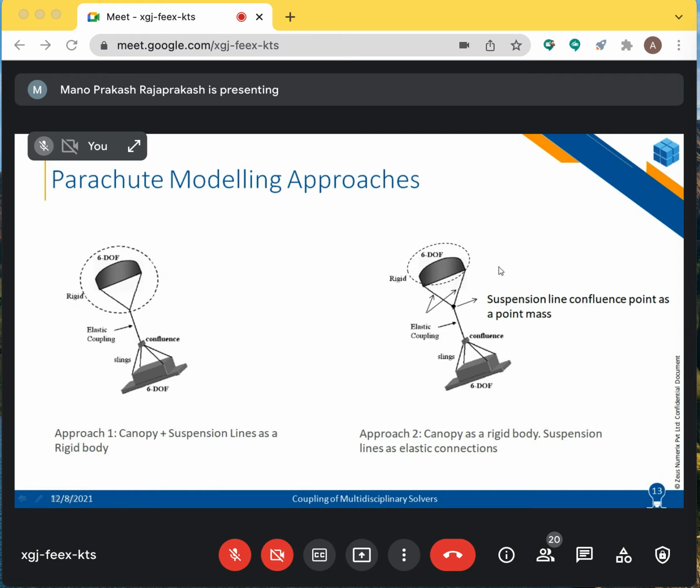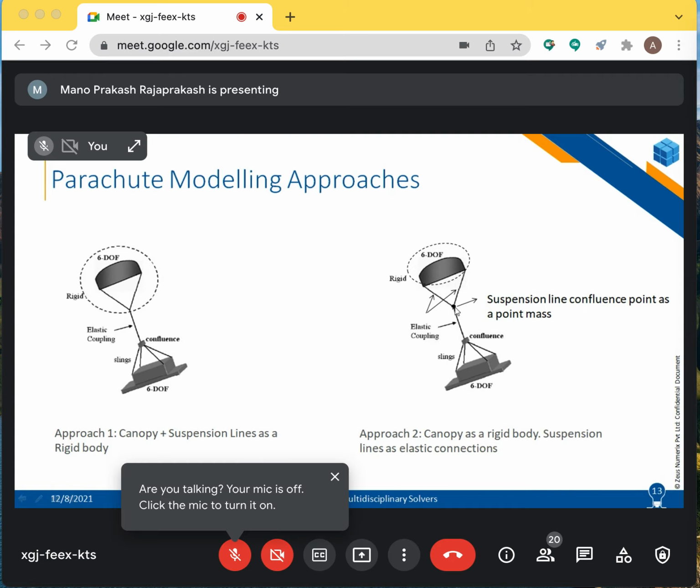The second approach is the case where only the canopy of the parachute is modeled as a rigid body, with 6 degrees of freedom, or again it can have any number of degrees of freedom, whereas the suspension lines can be modeled as elastic connections. We will speak in detail about what these elastic connections are in the forthcoming slides. For now, we'll just see these are not bodies, but rather just connections between two bodies. You can see that these connections from the parachute canopy confluence at one single point. This is called the suspension line confluence point.